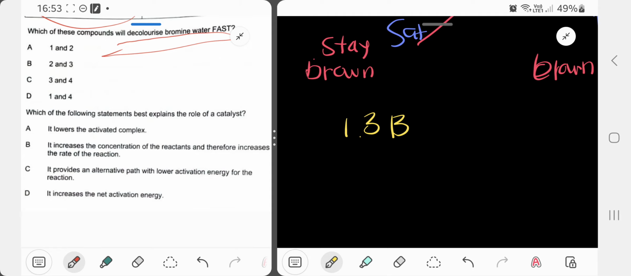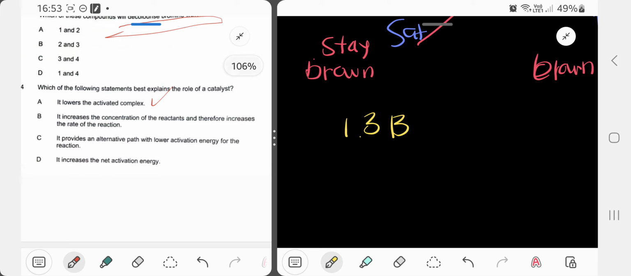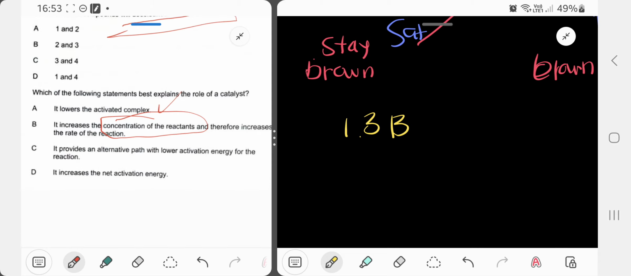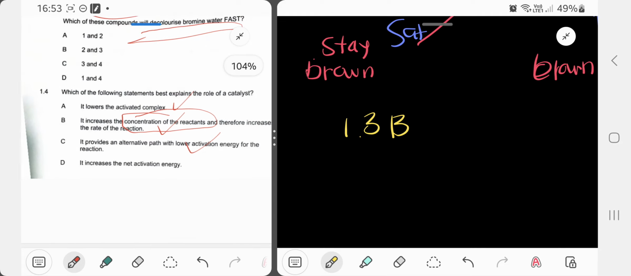Okay, so it says it lowers activated complex. No way. Activated complex is different from activation energy. Then it says it increases the concentration of the reactants, and therefore increases the rate of reaction. No, it does not increase the concentration of the reactants. That's cap. And then it says it provides an alternate path with lower activation energy. I like this one. Then it says it increases the net activation energy. No, it doesn't increase activation energy. It in fact lowers it. So our answer for 1.4 can be B again.